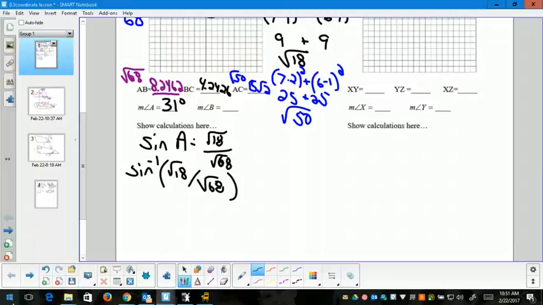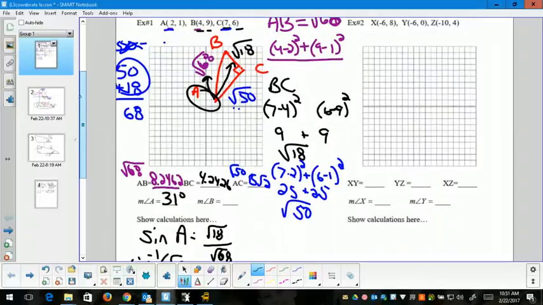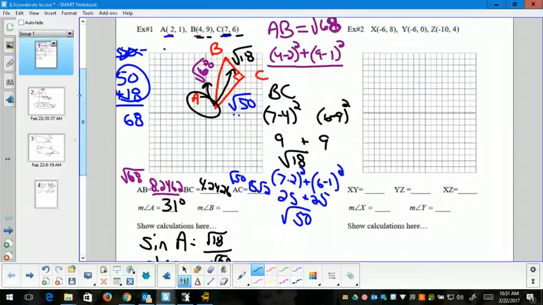Now, a lot of people just want to find angle B by subtracting from 90, or subtracting the 90 and the 31 from 180. That's really how we should check our answer. We should do another trig ratio to find angle B so that we can verify we did both of them correctly.